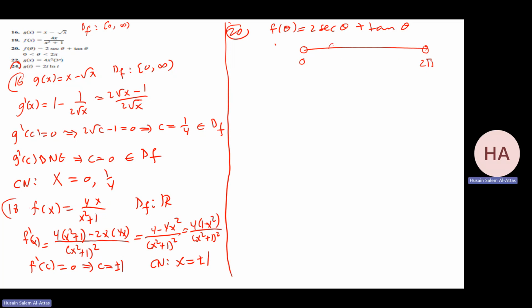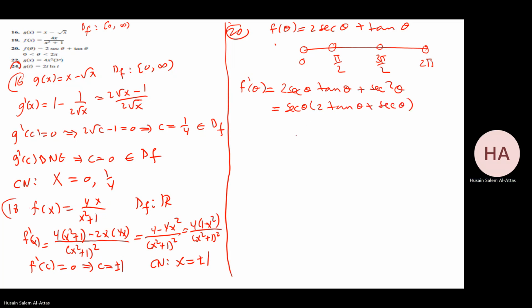But I need to avoid these values where cosine is 0, which is pi over 2 and 3 pi over 2. Okay, so let me do the derivative. F prime at theta will be what? 2 secant tan, and this is secant square theta. I can take secant as a common factor. The remaining is 2 tan plus secant, which is secant times 2 sine plus 1 over cosine, and 1 over cosine is secant. So 2 sine plus 1.